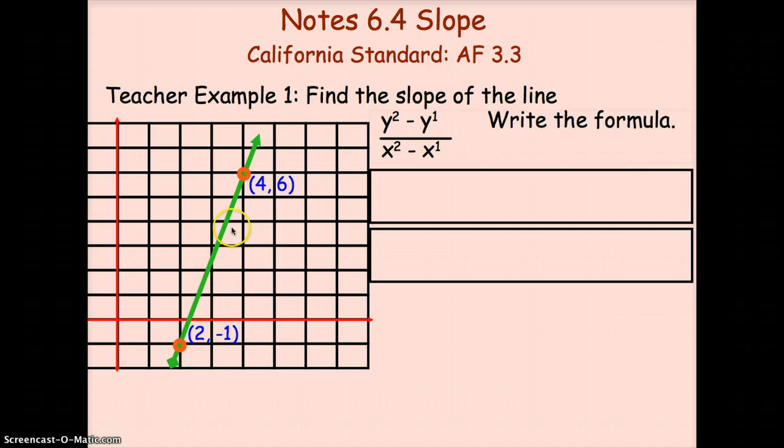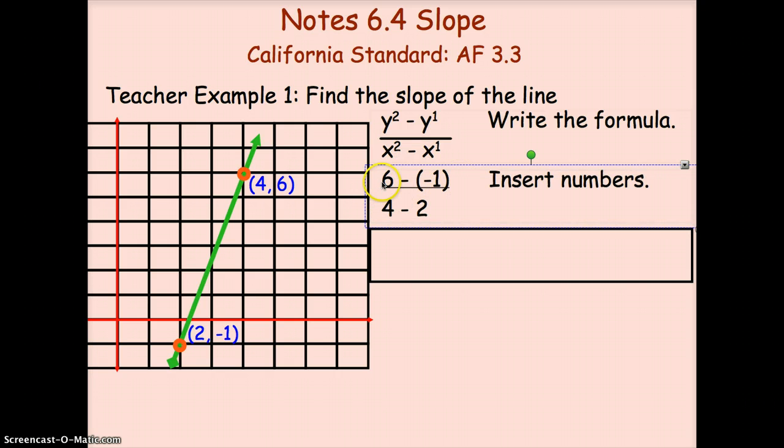It doesn't matter which one you call point 1 and point 2. What does matter is you're consistent. If this is y2, this has to be y1. So go ahead and plug those in. 6 minus negative 1 is the same thing as 6 plus 1, which is 7, and 4 minus 2 is 2.